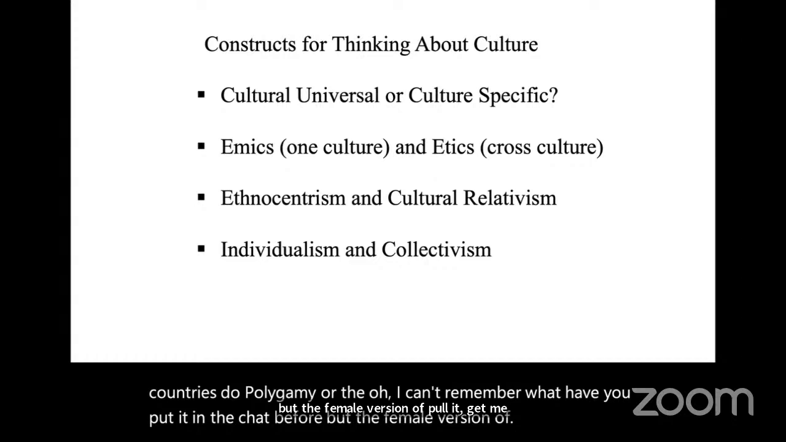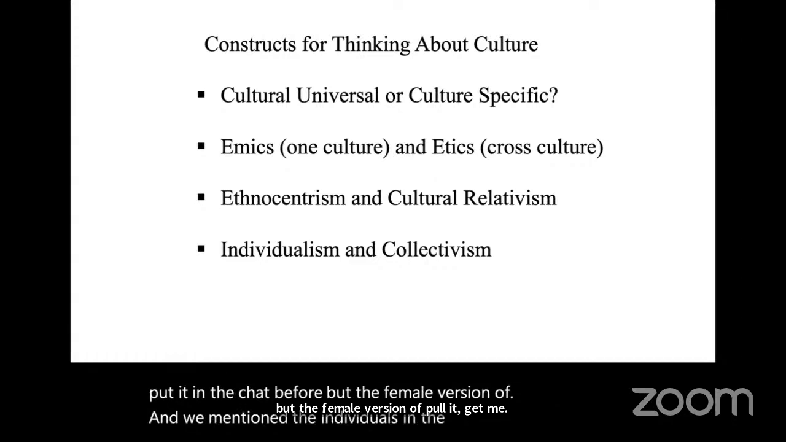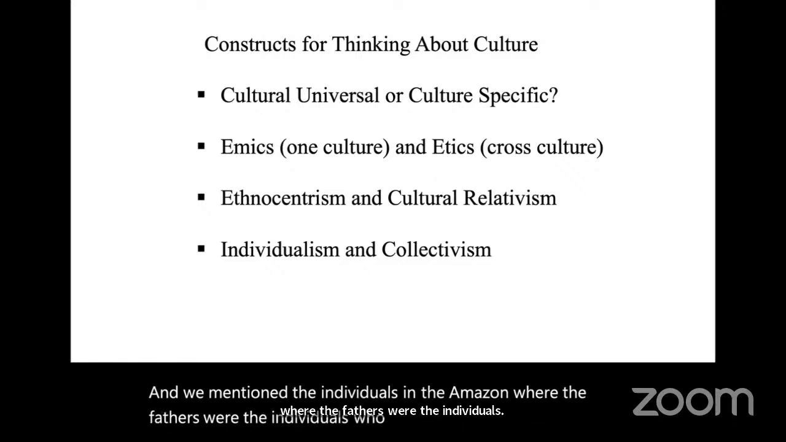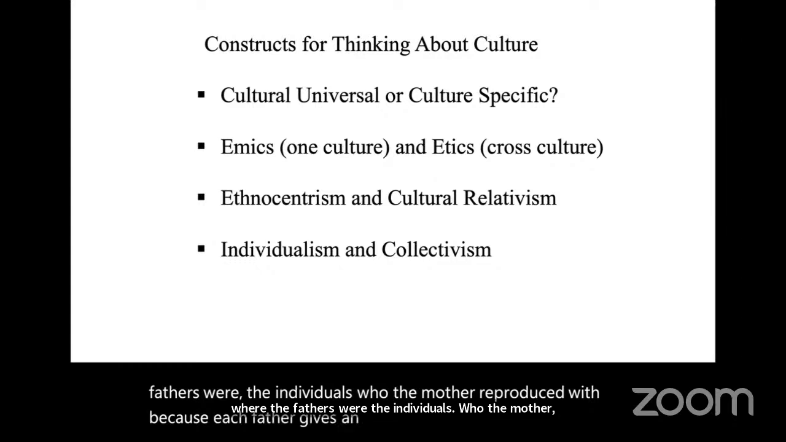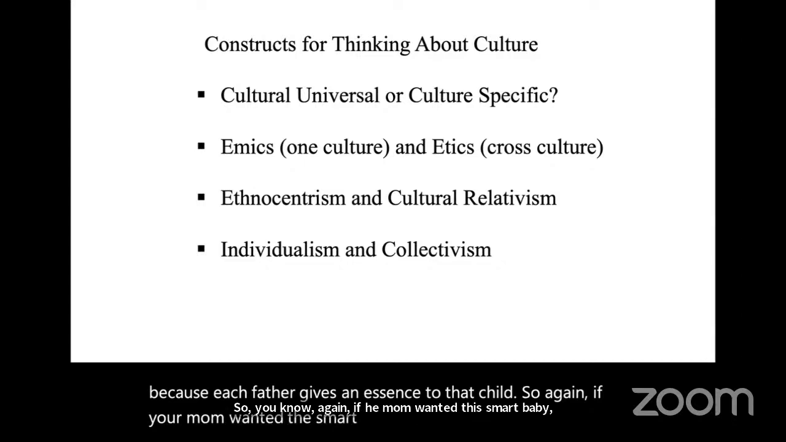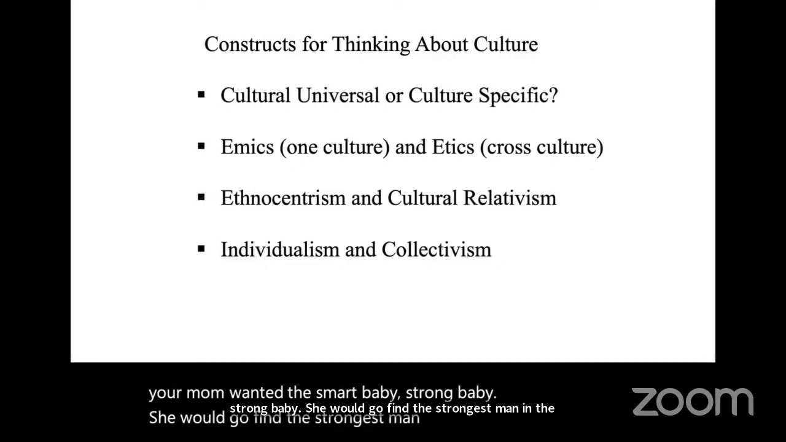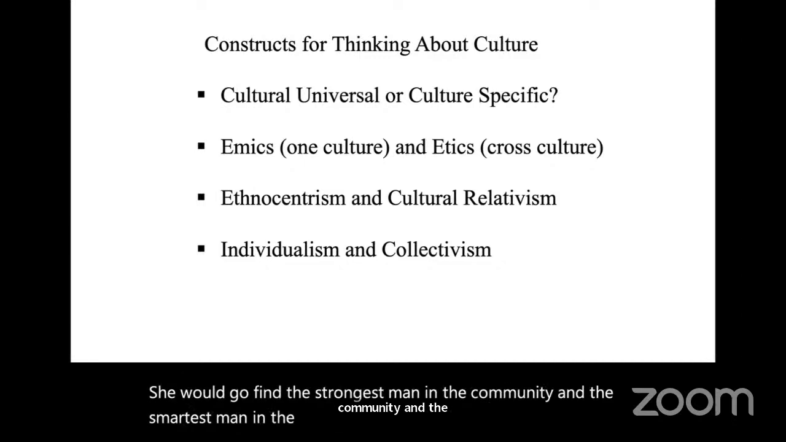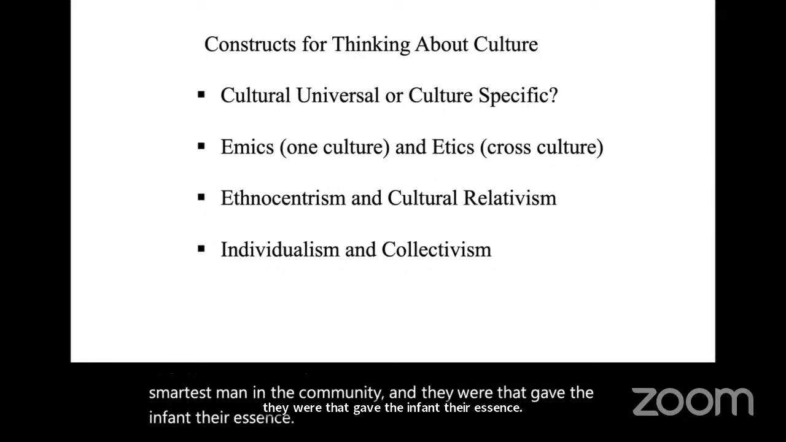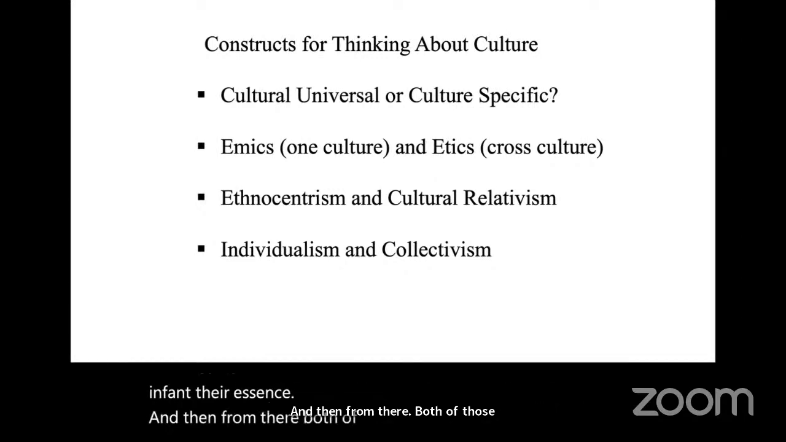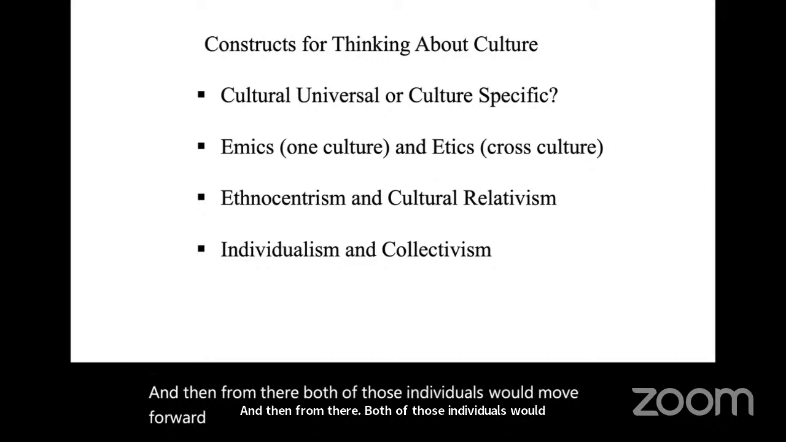And we mentioned the individuals in the Amazon where the fathers were the individuals who the mother reproduced with, because each father gives an essence to that child. So, again, if your mom wanted the smart baby, strong baby, she would go find the strongest man in the community and the smartest man in the community, and they were that gave the infant their essence. And then from there, both of those individuals would move forward and claim father paternity over the child.